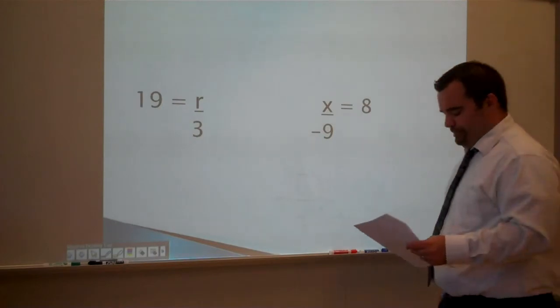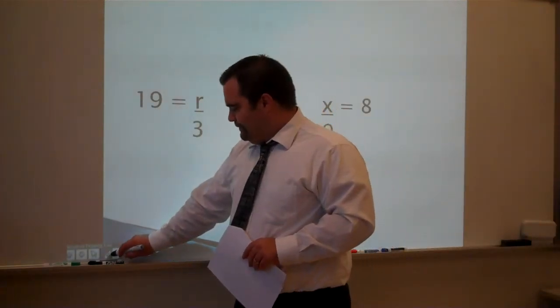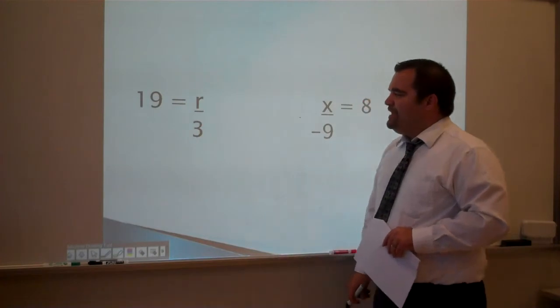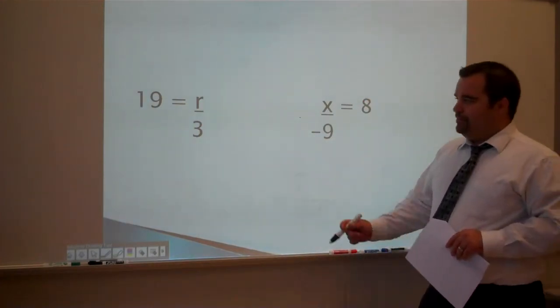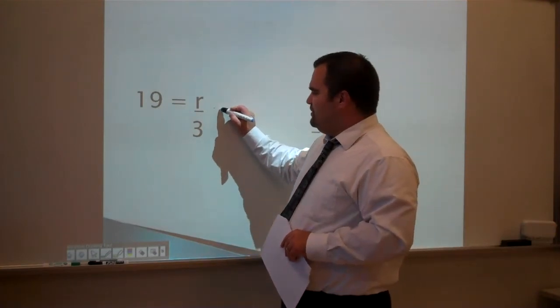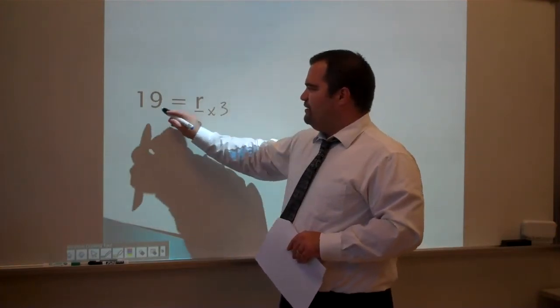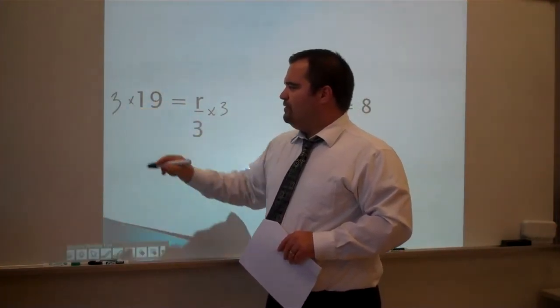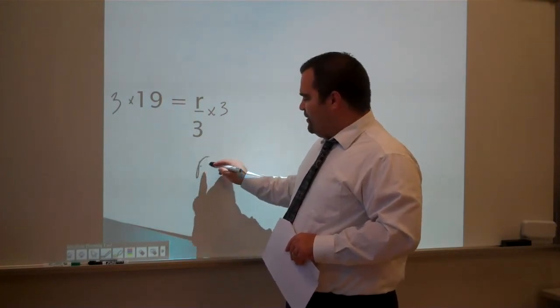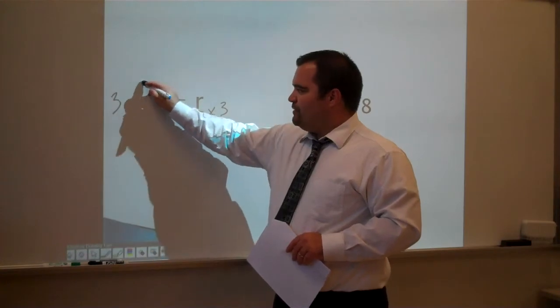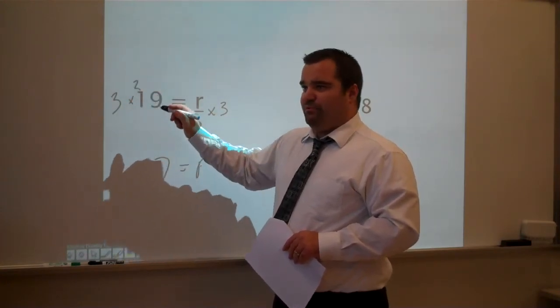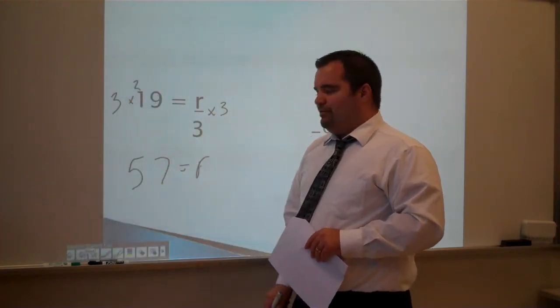So let's try 2 more. R divided by 3 equals 19. Well, that seems pretty easy. I'm just going to multiply both sides by 3, right? I get R equals 3 times 9 is 27. Carry the 2. 3 times 1 is 3, plus the 2 is 57.